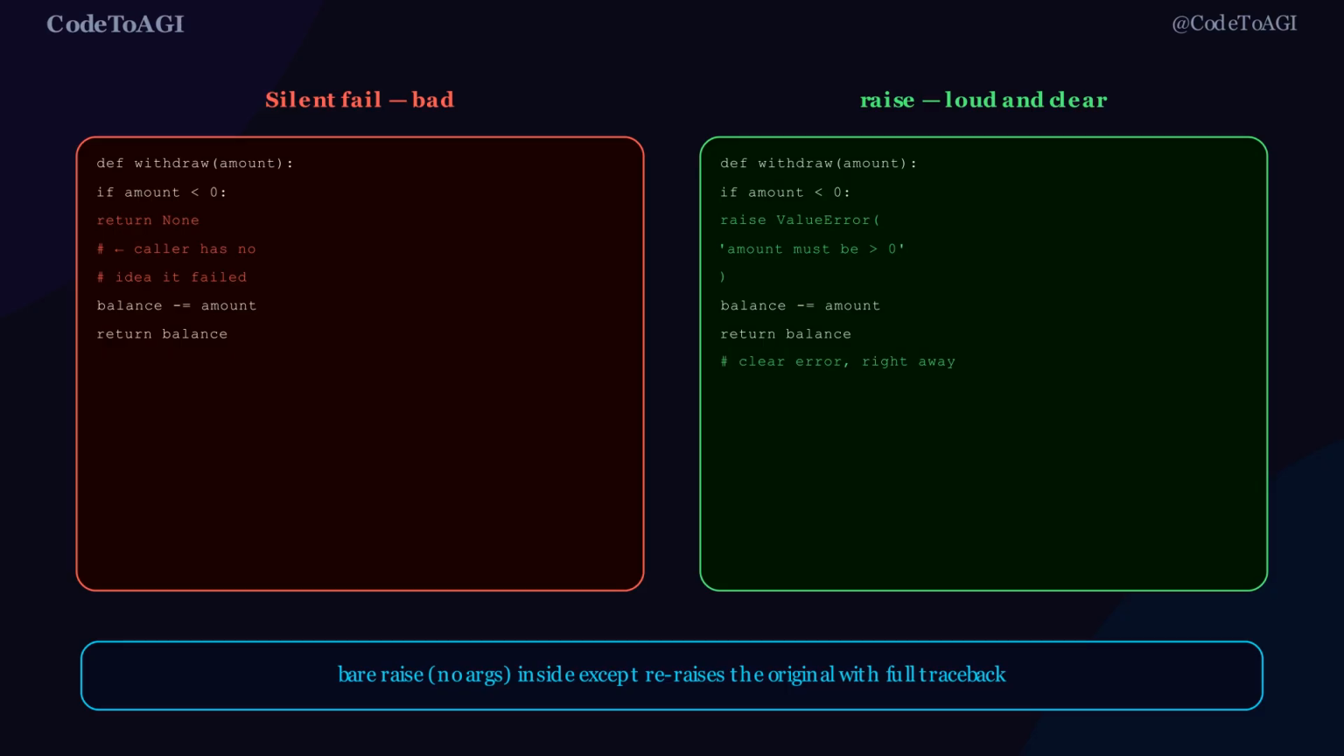You can also re-raise inside an except block. Just write raise with nothing after it. That preserves the original traceback and lets the error bubble up to whoever can actually handle it.